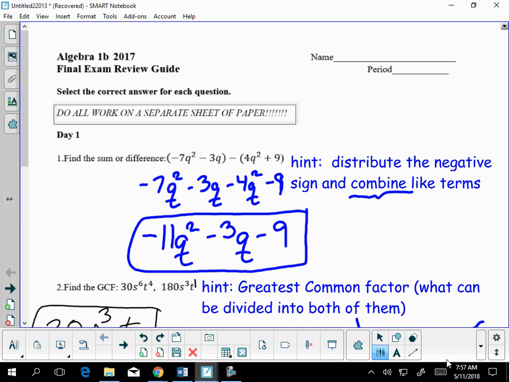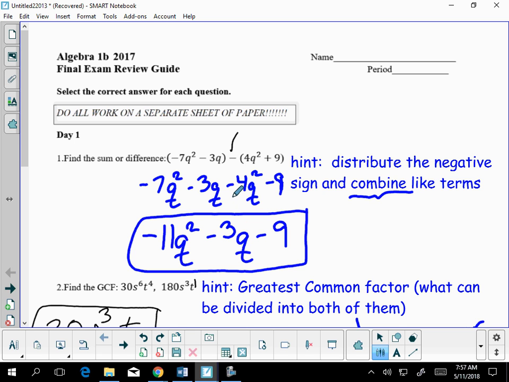All right, this is one that we went through yesterday. The work is already done, but I'm going to go ahead and explain some of these. Problem number one, you want to find the sum or difference. Well, in this case, it's a difference because you've got that minus sign. You want to distribute that negative sign. That means that you're subtracting the 4q squared and the 9. So I rewrote that as minus 4q squared minus 9.